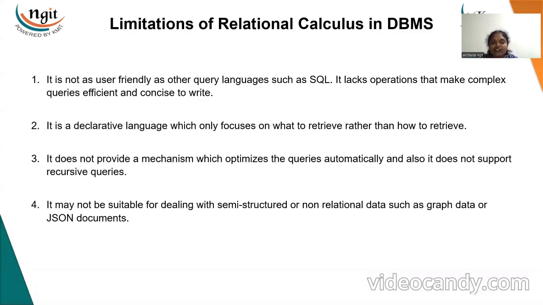And finally, it may not be suitable for dealing with semi-structured or non-relational data such as graph data or JSON documents, that is JavaScript Object Notation documents, which are not going to be that easily used. That is, NoSQL data items are not preferably used with the relational calculus. So these are the drawbacks that we have with respect to relational calculus.